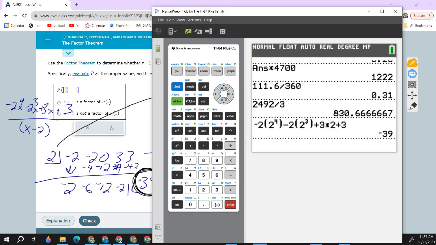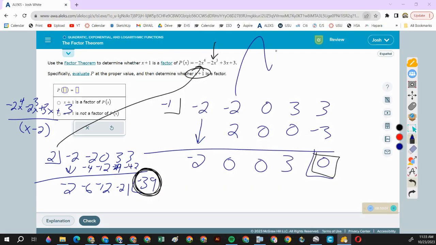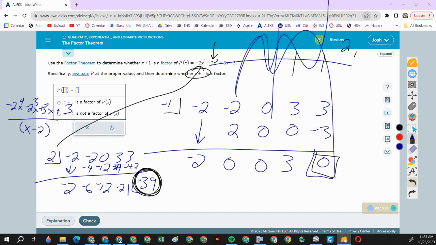It is the remainder when you do the division. It's also the y value corresponding to x equals 2. So whatever this graph looks like, when I go over here to x equals 2, the y value is negative 39.